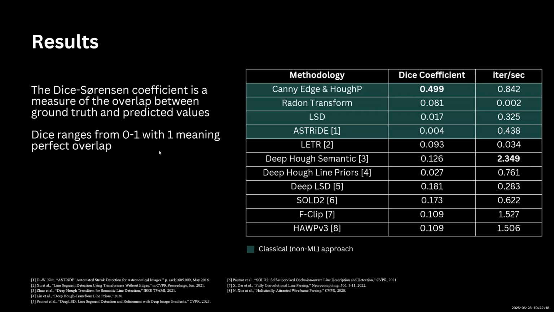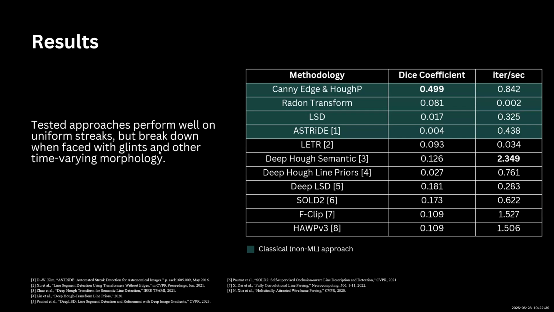So next, we have the set of methods that are data-driven approaches using machine learning. Here we see a similar story, though none of these are outperforming the top approach from earlier. While the dice coefficient gives an overall picture of the performance, it doesn't tell the whole story. And in fact, it turns out that all of these methods perform very well on uniform standard streaks, but break down when faced with those with time-varying morphology and flares or brightness changes.